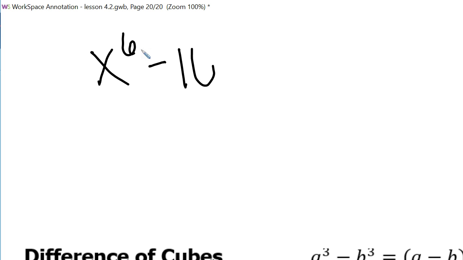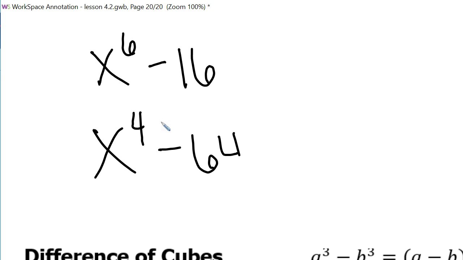Is 16 a perfect cube? No, so it's not a difference of cubes, it's a difference of squares. So you have to be very careful because this is a multiple of 3, but it's also a multiple of 2. So you have to be careful. What if I had x to the 4th minus 64? Is that a difference of squares or a difference of cubes? Squares, because 4 is not a multiple of 3? No, so just be very careful on your assignment.